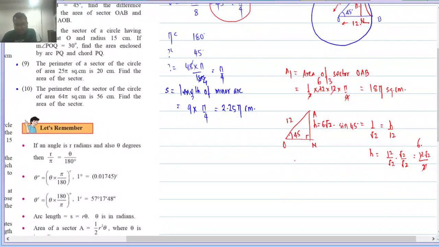So what is the area of triangle AOB? It is half into base OB into height. But what is the base OB? It is the radius. What is the radius? 12. What is the height? 6 root 2. So 2 6s are 12, and the answer is 36 root 2.